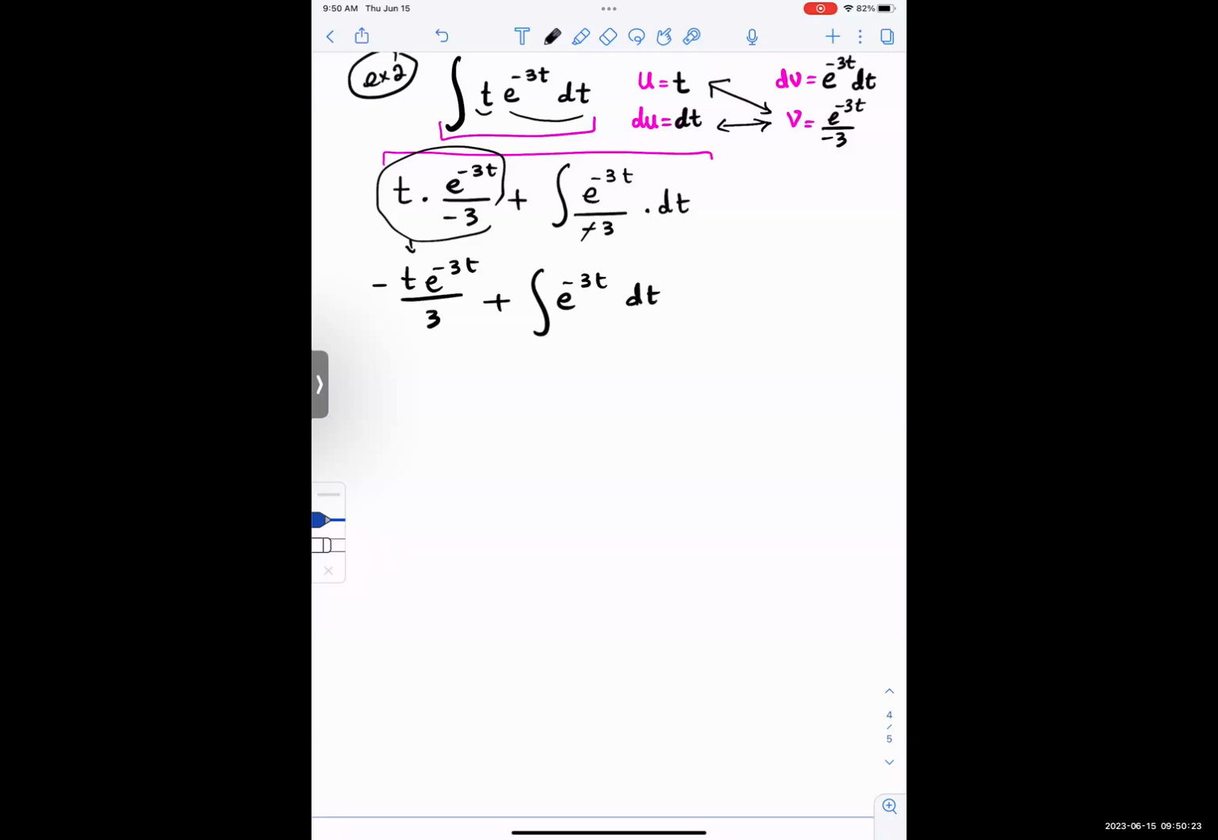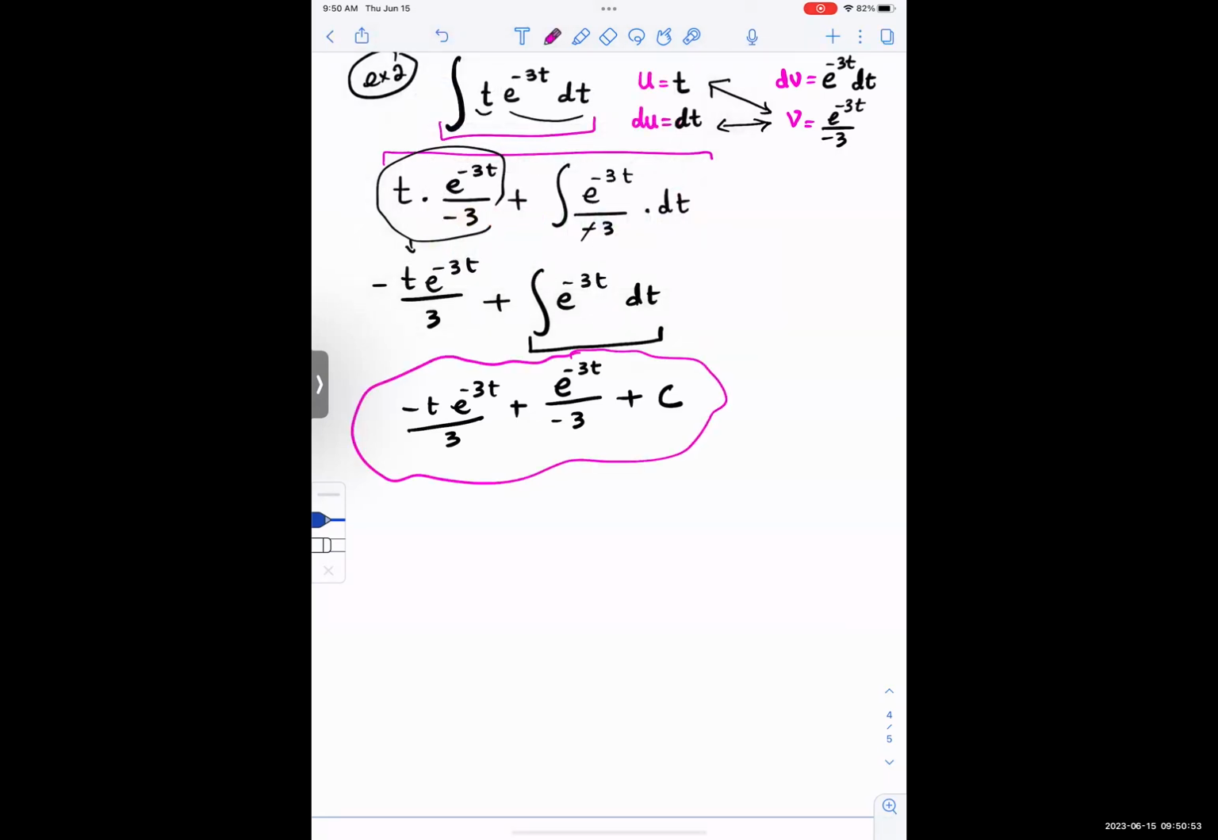Just a few minutes before, when I was going from dv to v, we did the calculation that the integral of e to negative 3t dt is e to negative 3t over negative 3. And then I'm going to write the first piece out. I'm not going to make you check your work this time, but feel free to do it. This is the result of the integral. Oh, I had a 1/3 here as well. Sorry.